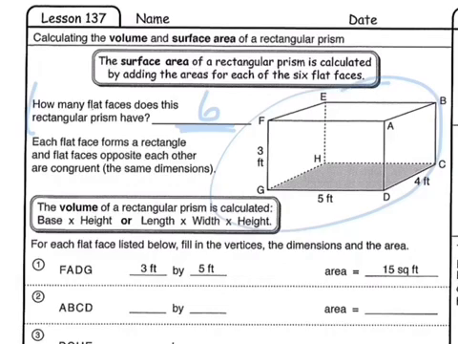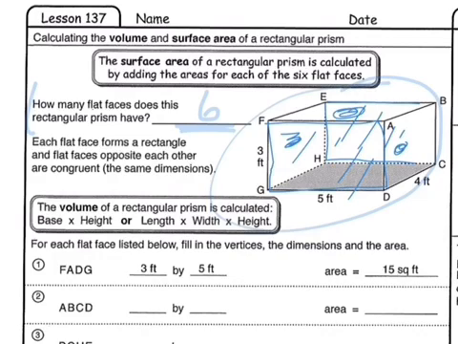Each flat face forms a rectangle, and flat faces opposite each other are congruent, the same dimensions. So each face here forms a rectangle, and this front side is the exact same size as the back side back there. So we really have 3 pairs of congruent rectangles. We have a front right here and a back there. We have the left side over here and the right side over here, and then we have the top and the bottom, the gray piece down there, and all 3 of those pairs are congruent to each other.